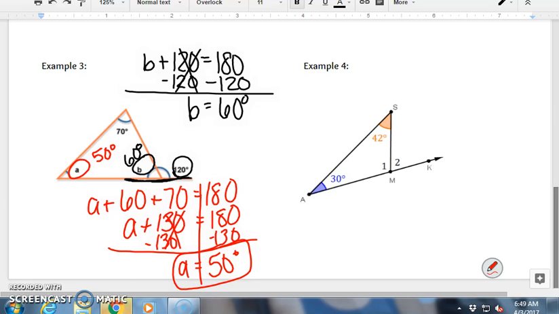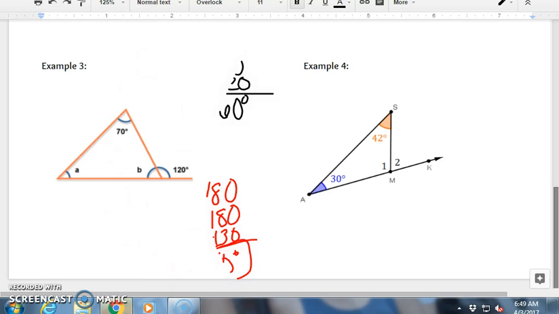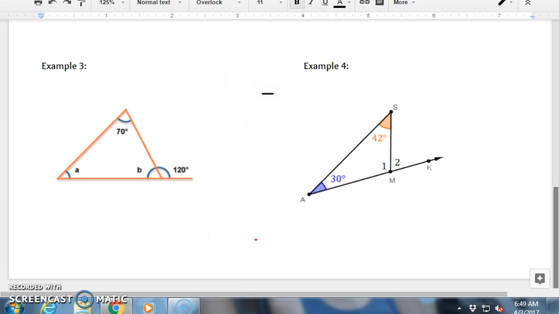I want you to pause the video and try example 4 on your own just so you make sure that you know how to complete these before you get started on your worksheet. All right, you should have completed that on your own. And then let's go through it together.